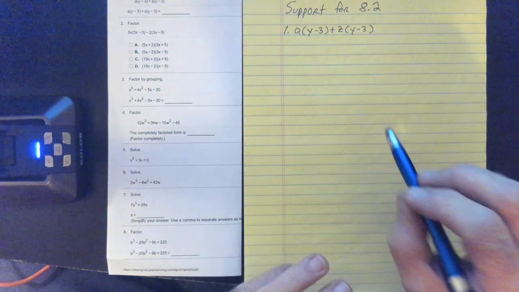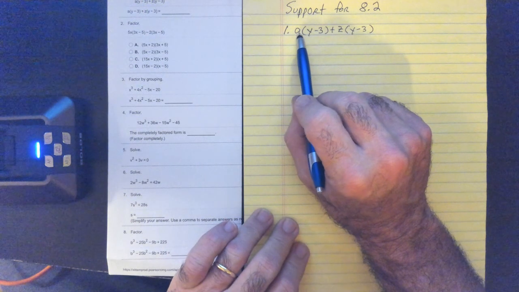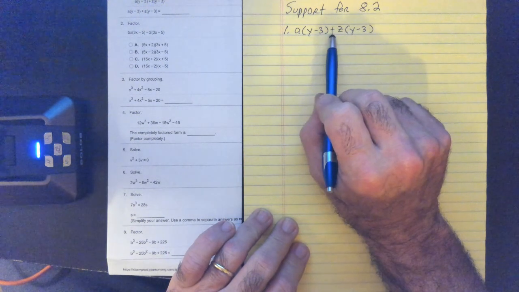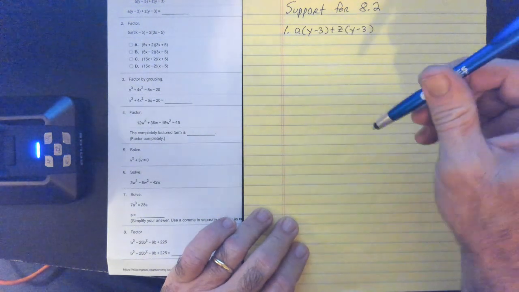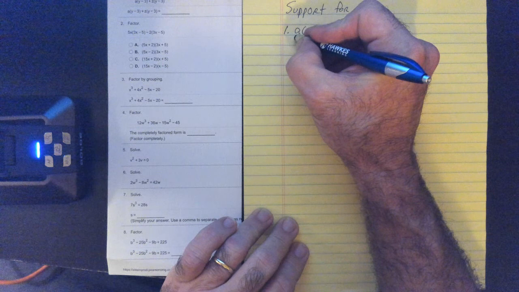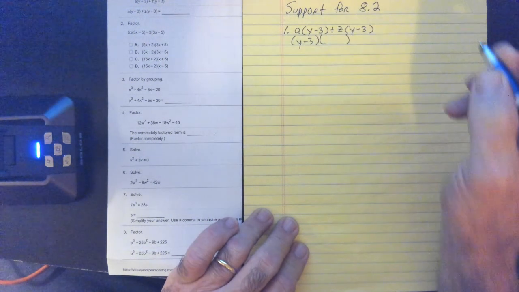Alright, support for 8.2. So the first one they wanted me to factor. I've got two terms sitting here, separated by the plus. If you notice, both of them have a common factor of y minus 3. So what you do is factor out that y minus 3, and then you set up another set of parentheses.